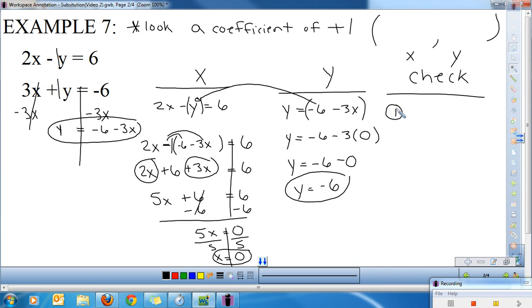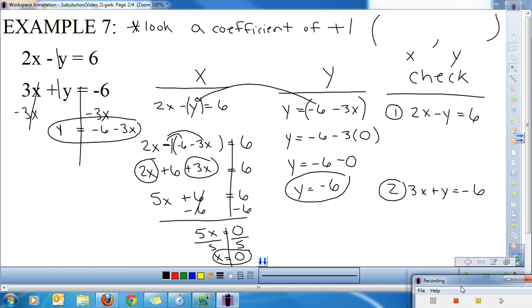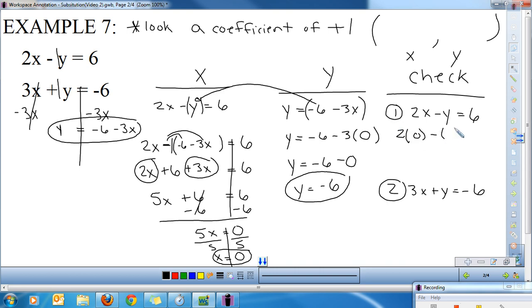But remember, I should check. And when you check, you should be using your original equations, not this one you rearranged. So I'm going to just rewrite what I have here. 2x minus y equals 6. And 3x plus y equals negative 6. I'm going to go ahead and substitute in my values. So the value of x that I found was 0, minus y, which I think is negative 6.